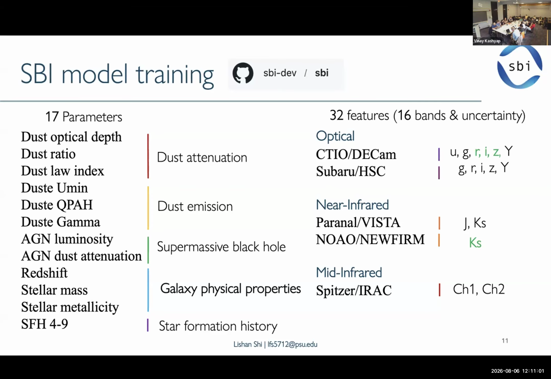But I would say that the parameters that get the best recovery are definitely the redshift, stellar mass, and dust2, which is the dust optical depth, I think. And stellar metallicity also gets a good recovery. However, it has a lot of noise, so it has a lot of scatter.